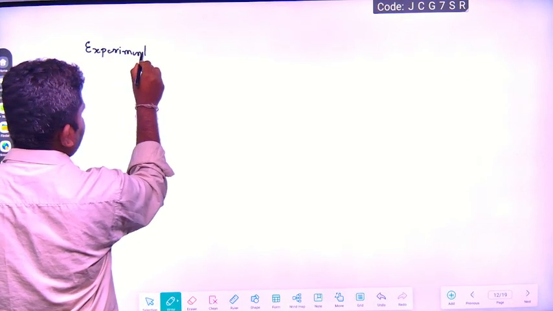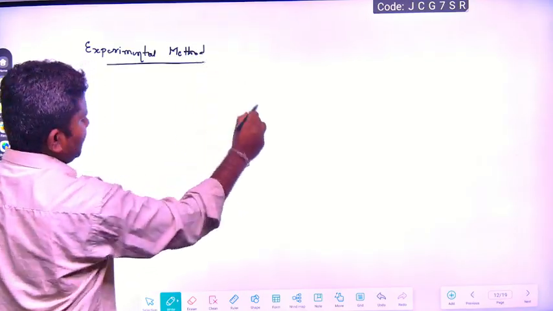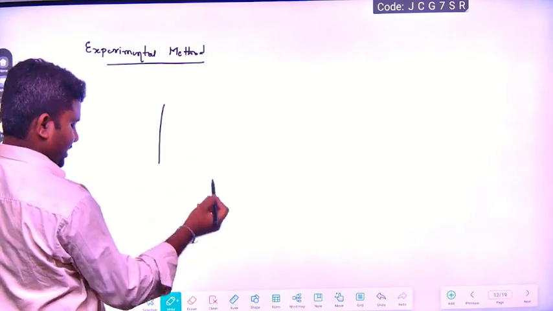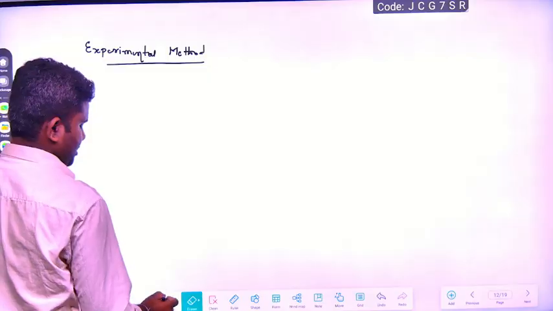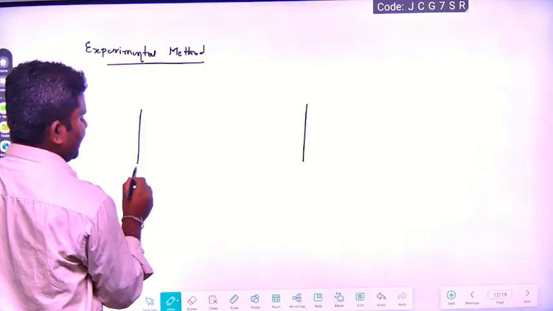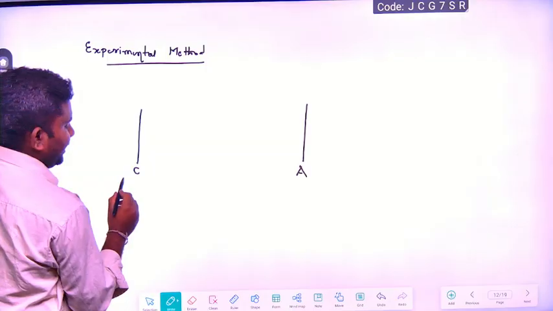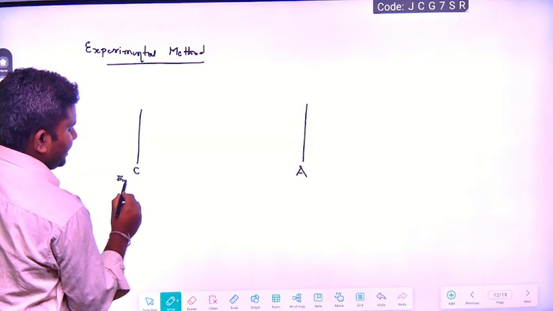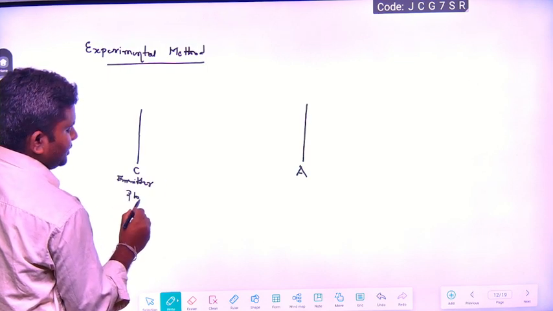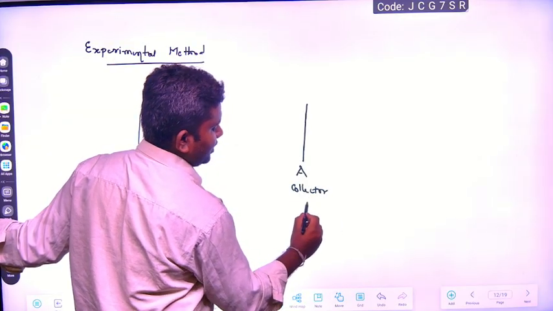Experimental method. So what is the experimental method? Take two metal plates. This is one metal plate, and this is another metal plate. This metal plate is called the cathode and this one is called the anode. The cathode plate is the emitter plate, and the anode plate is the collector plate.